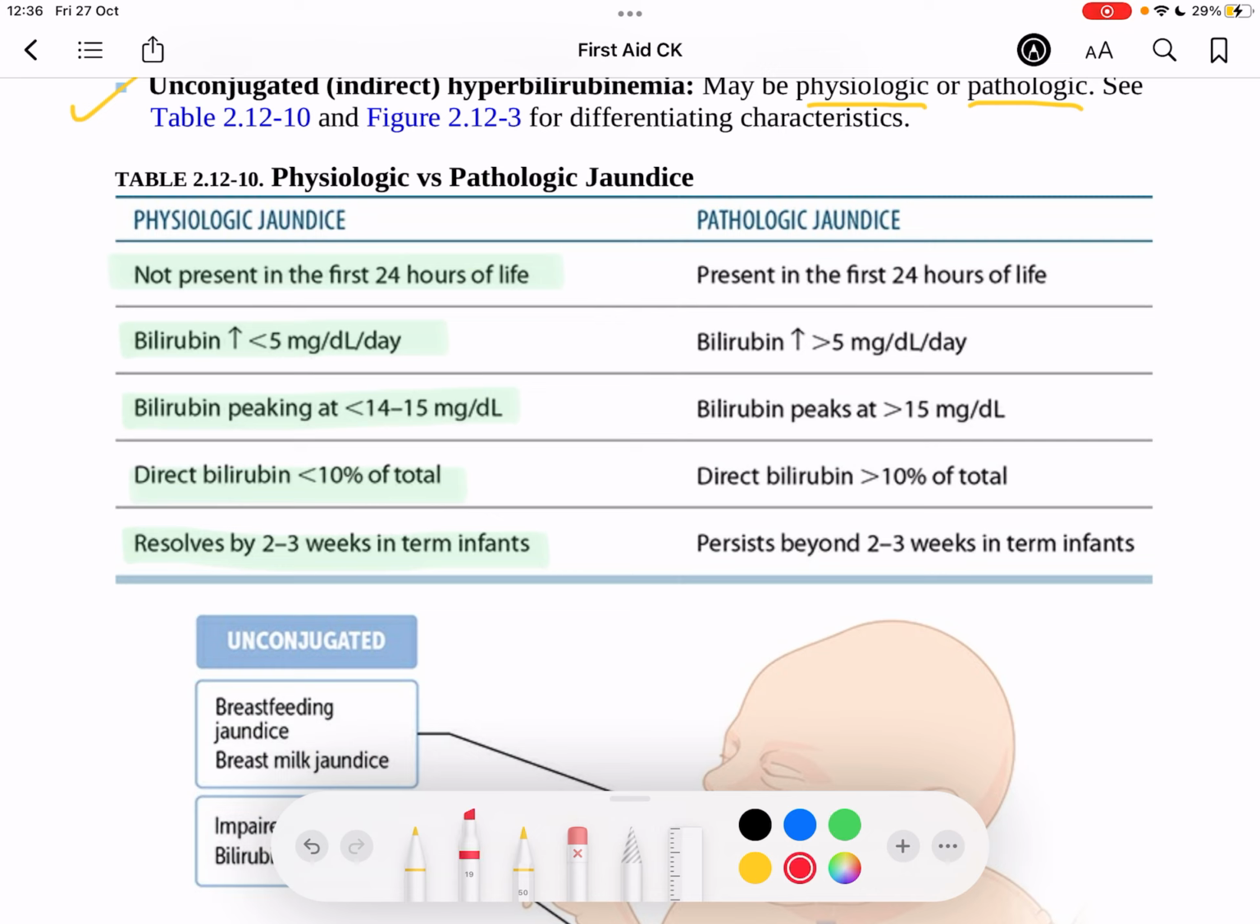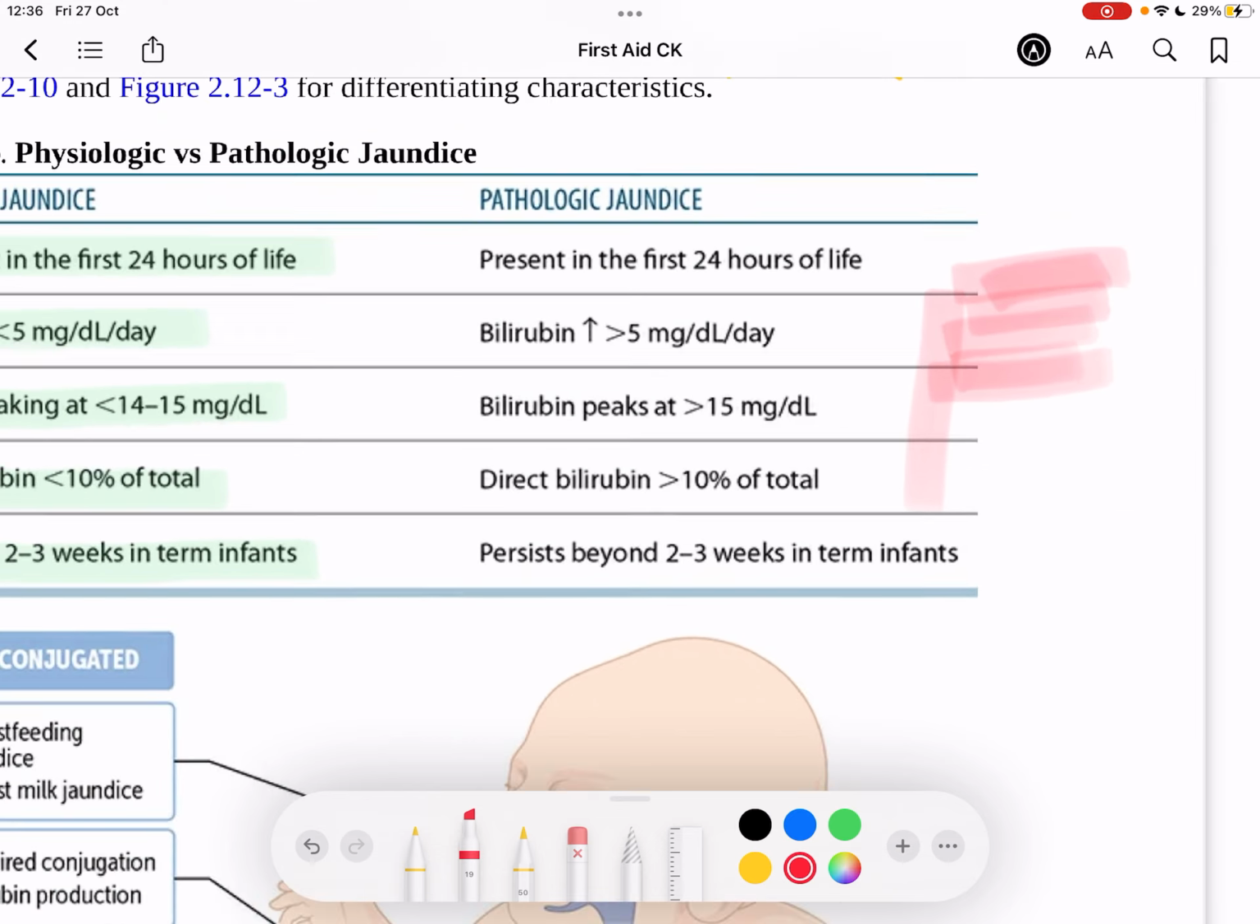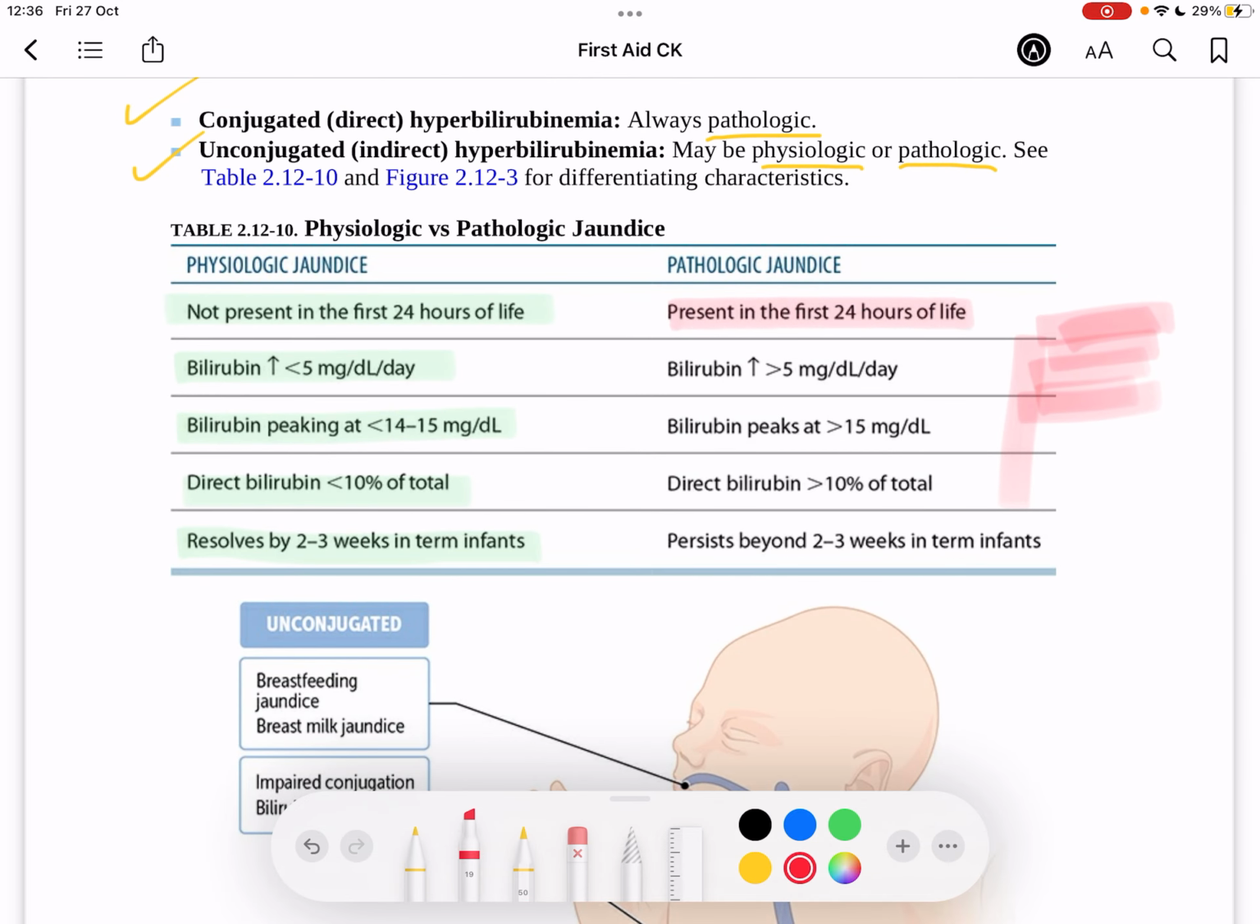So what are some of the red flags that tell me that this bilirubin is pathological? If it's present in the first 24 hours of life or at birth, this is telling me that there was an underlying problem happening in utero, okay?